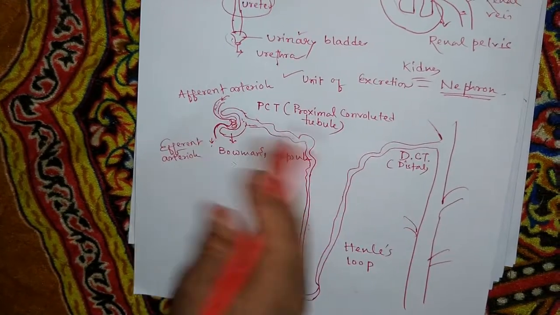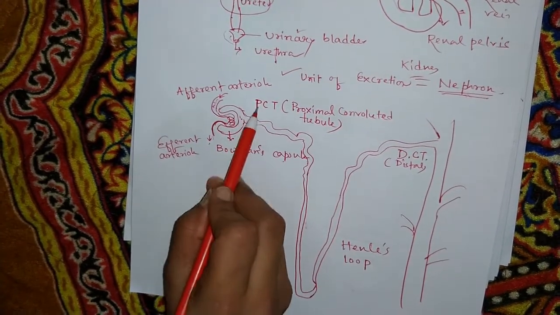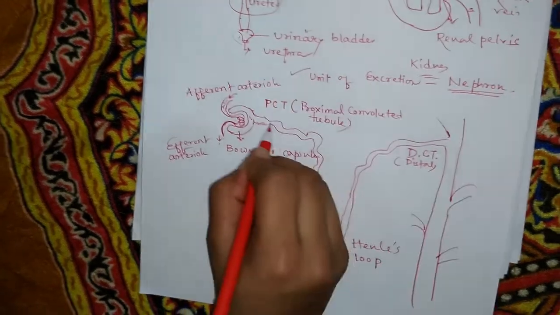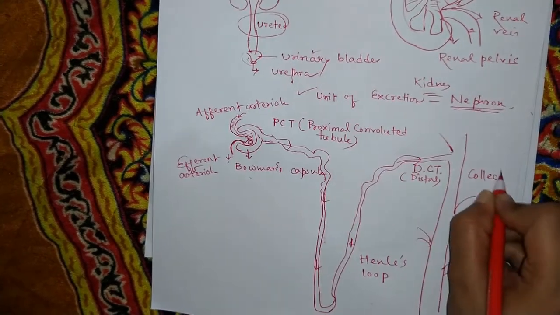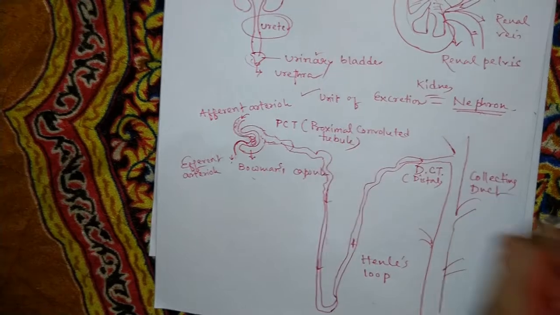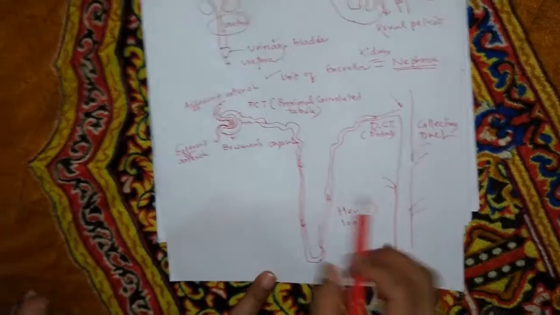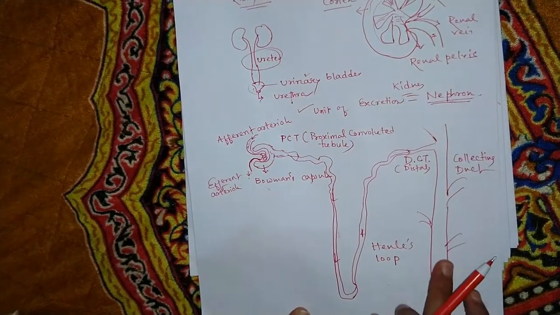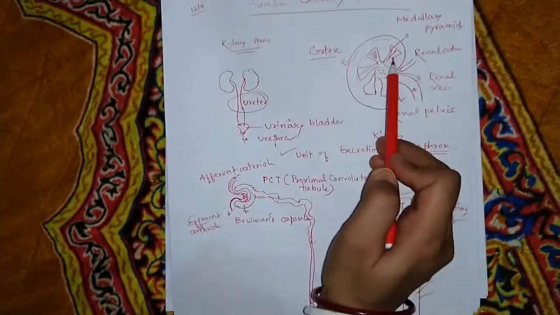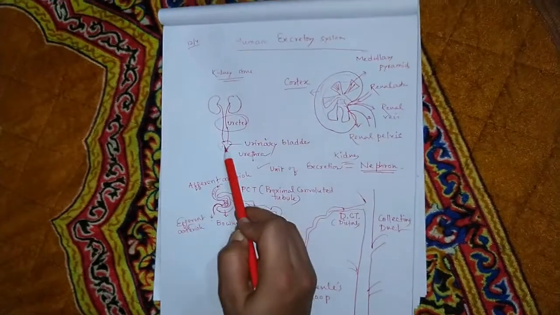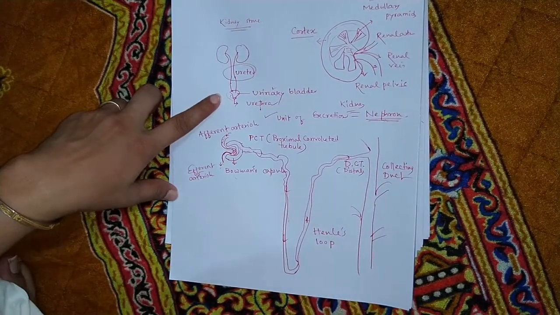Now the blood, whatever is taken here for purification or excretion, passes through this proximal convoluted tubule, then comes to Henle's loop, then the distal convoluted tubule, then this is the collecting duct. After the collecting duct, it meets these particular columns of Bertini. So ultimately through the medullary pyramid, renal pelvis, ureter, it moves to the urinary bladder and urethra and goes outside.